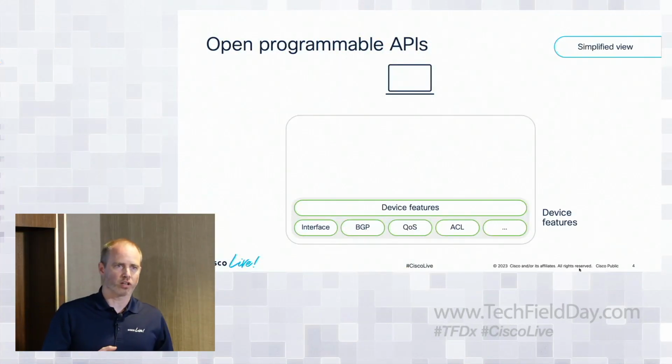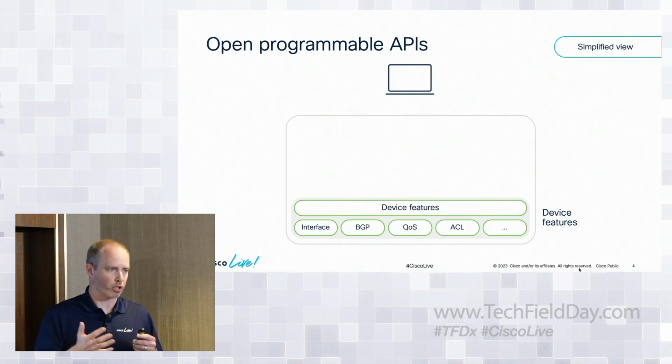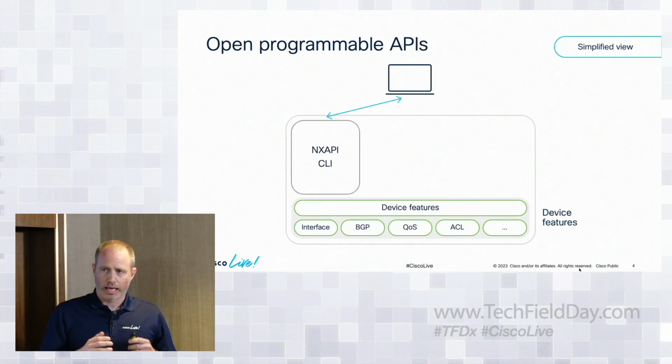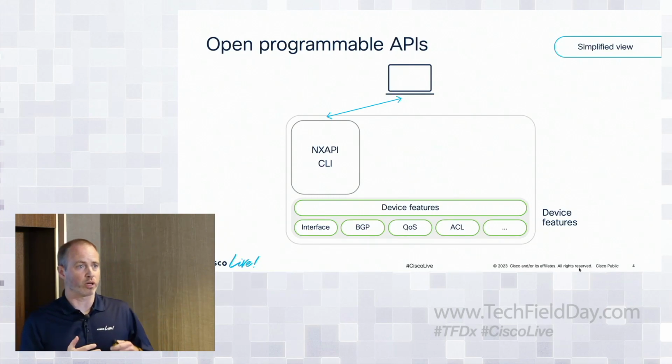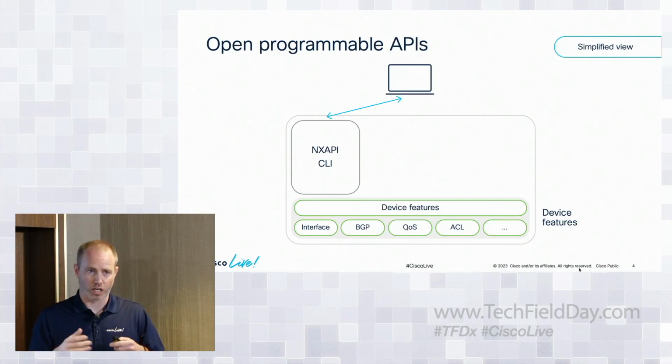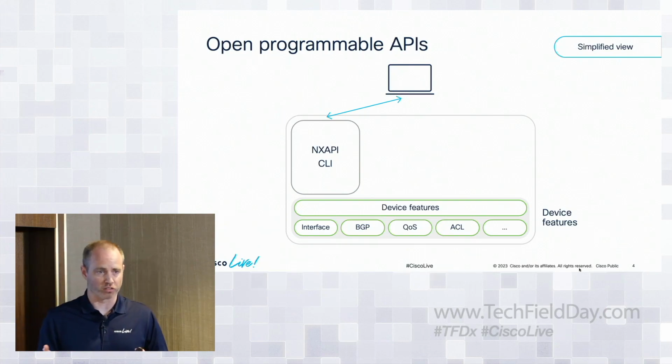So just to kick this off, we have what we call our open programmable APIs, right? We have the switch and all the switch features at the bottom, talking about interfaces, BGP, etc. And the most common interface into those is what we call NX API CLI. This is a way to put either a configuration command, or more specifically in this case, a show command into a JSON payload, post it down to the switch, and get back an easily parsable key value response that can then be integrated into monitoring tooling and so on.